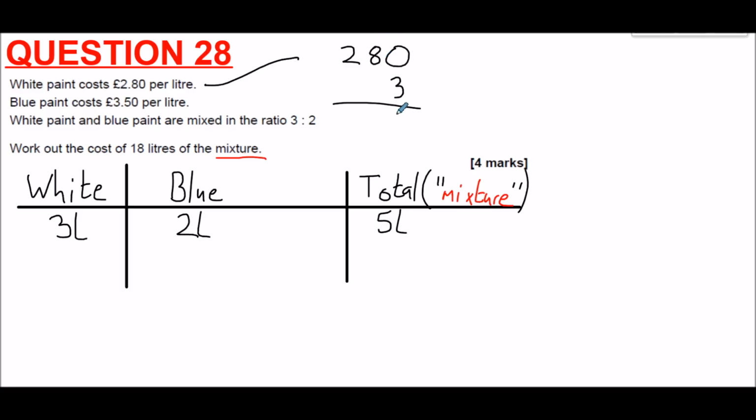Well, 3 times 0 is 0. 3 times 8 is 24. So put the 4 down, carry an extra 2 along. And then 3 times 2 is 6. 6 plus 2 is 8. But of course it wasn't 280, it was £2.80, which has 2 decimal places. So 2 decimal places in the question, we need 2 decimal places in the answer. And so 3 litres of white paint would cost us £8.40.